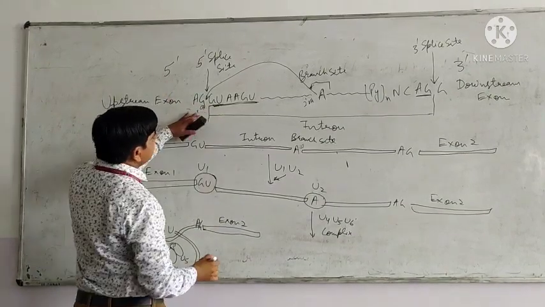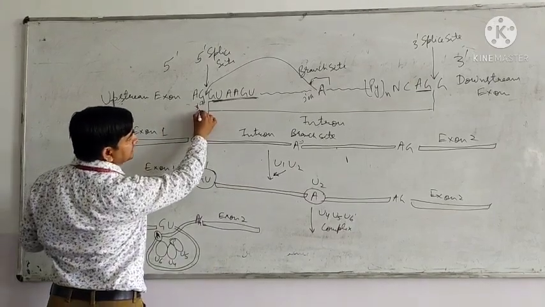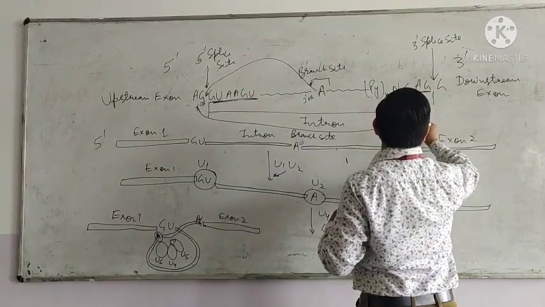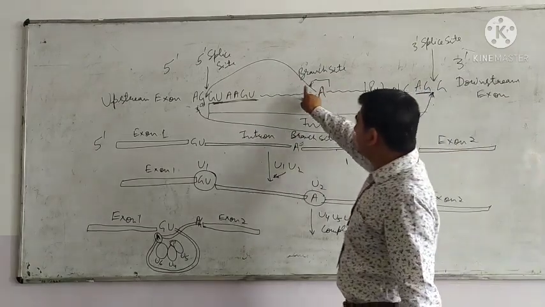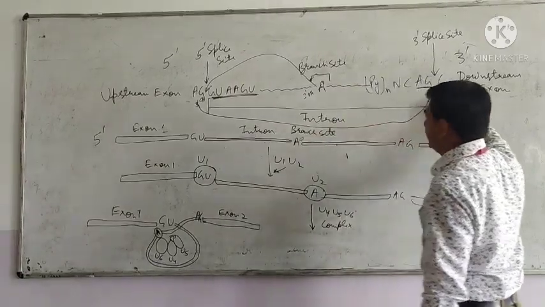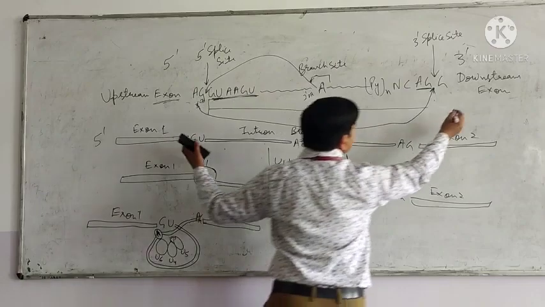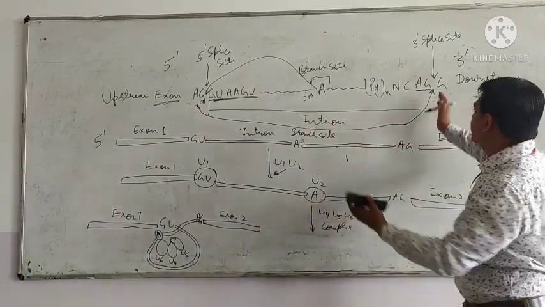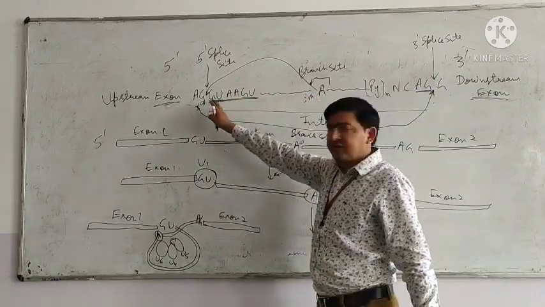OH group free. Now this 3 prime OH group attacks this phosphodiester bond. So one phosphodiester bond is formed here, and a second phosphodiester bond is formed here. So this first exon and this exon are joined by a phosphodiester bond, and this intron will be removed. So this is the transesterification reaction.